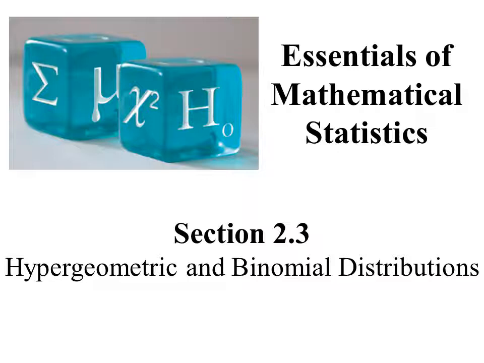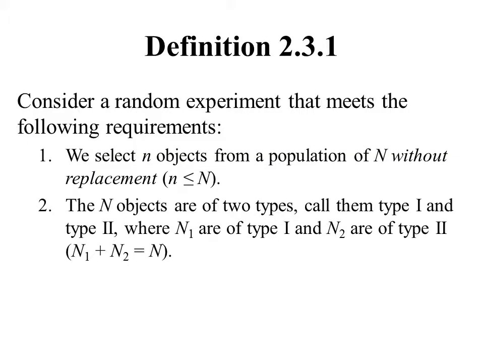These distributions apply to random experiments that meet certain requirements. So let's define our first type of distribution called the hypergeometric. Consider a random experiment that meets the following two requirements. Number one, we select n objects from a population of capital N without replacement. And number two, the capital N objects are of two types. Call them type 1 and type 2, where capital N1 are of type 1 and capital N2 are of type 2, and of course N1 plus N2 has to equal capital N.